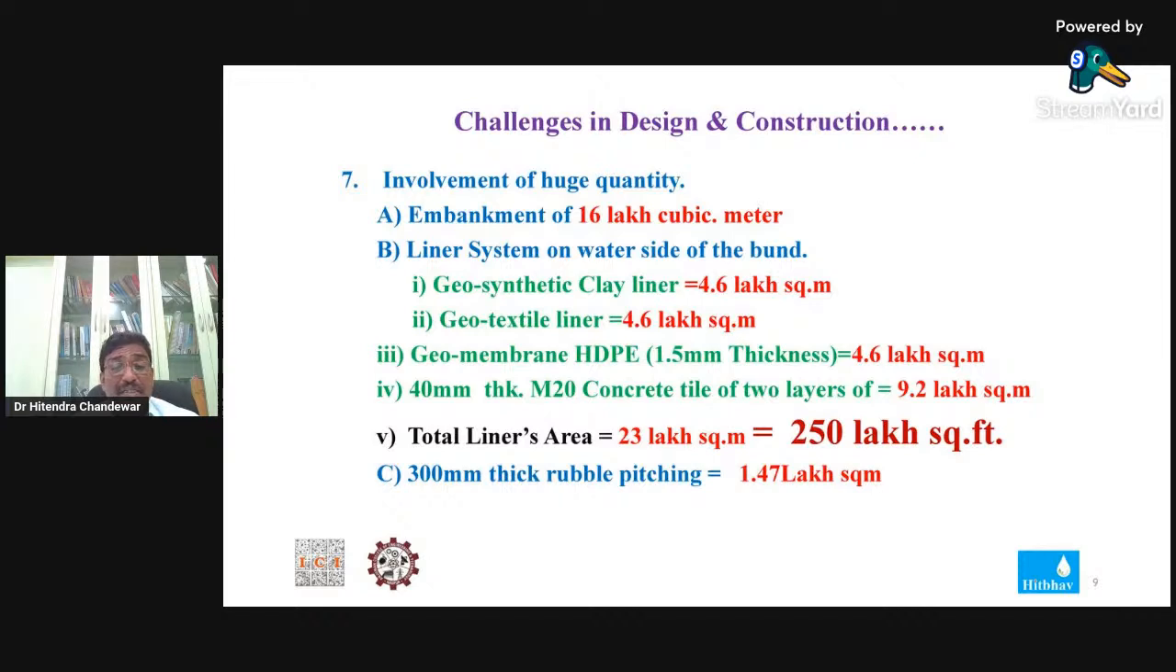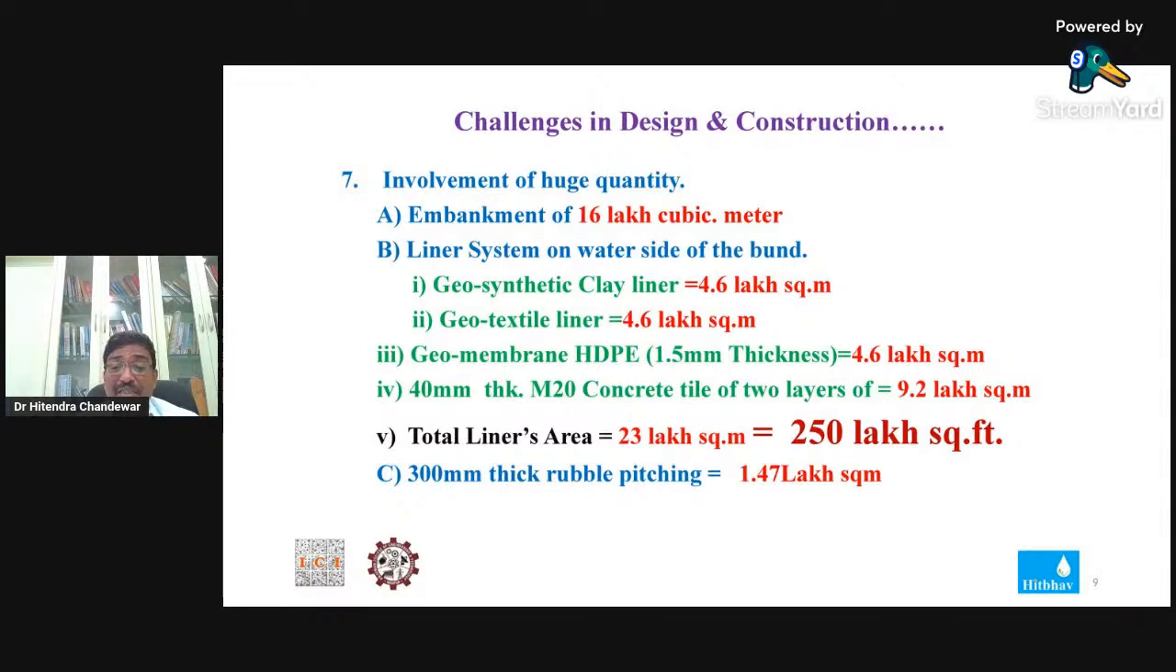Then there were concrete tile works, 40 mm tile works in two layers, with a quantity of 9.2 lakh square meters. The total liner system involved is about 23 lakh square meters, that is about 2.5 crore square feet. Imagine you are doing tiling work at your house, ranging from 1,000 to 2,000 square feet, and still you require 2 to 3 months to do the tiling work.